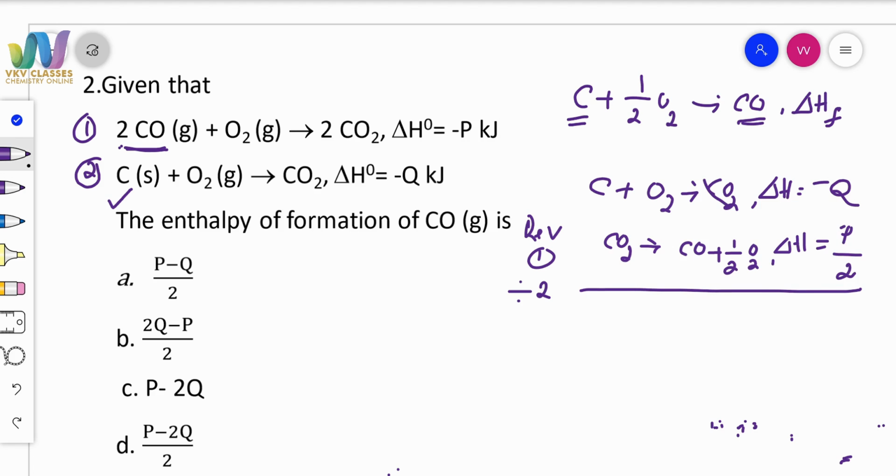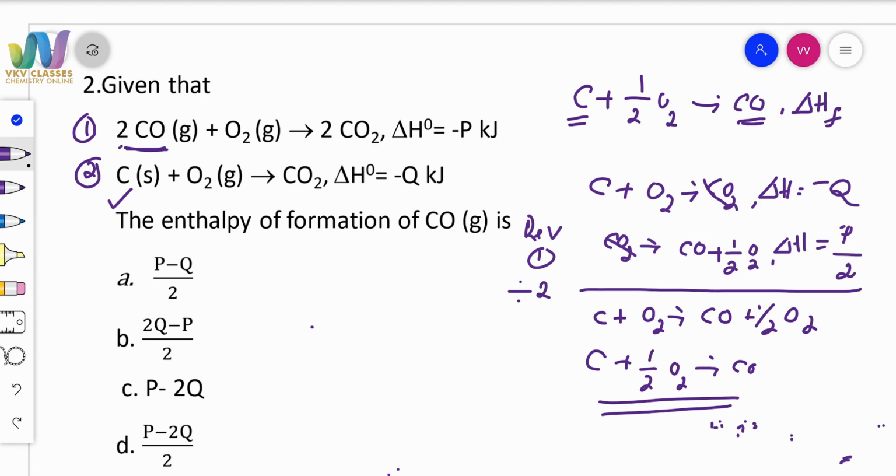When you are adding these equations, CO2 and CO2 will get cancelled. C plus O2 gives CO plus half O2. Half O2 is taken to the other side. You get C plus half O2 gives CO, the required equation. So enthalpy will be minus Q plus P by 2. You take LCM, it will be minus 2Q plus P by 2. So it is (P minus 2Q) by 2, the correct answer.